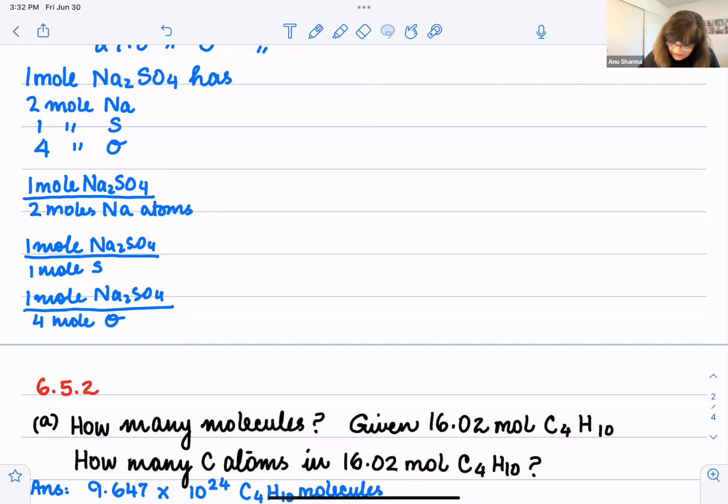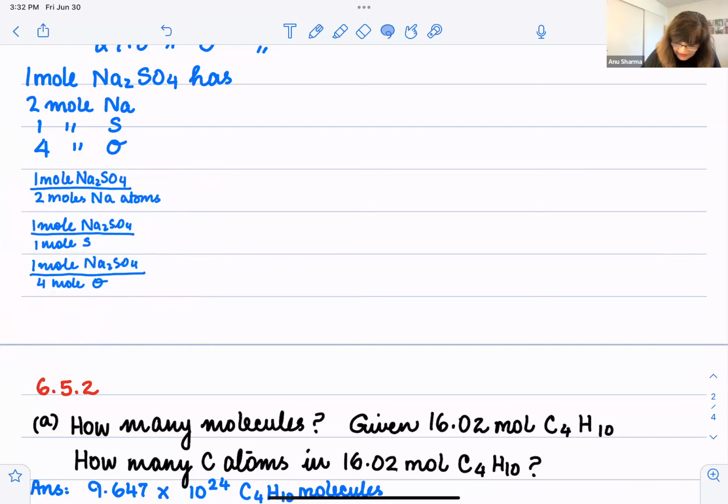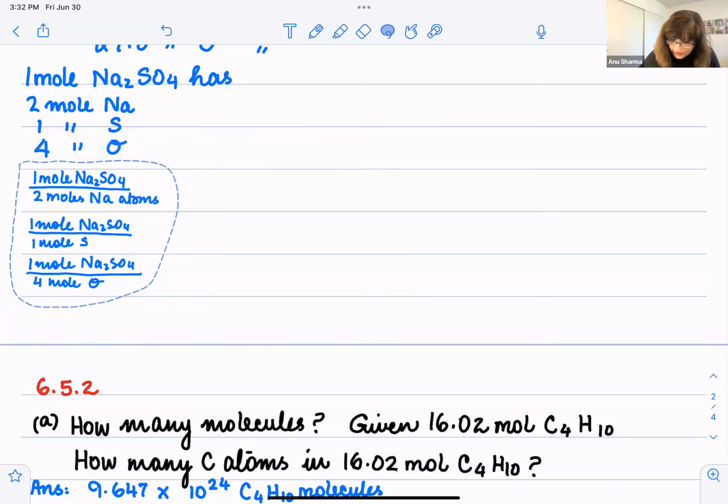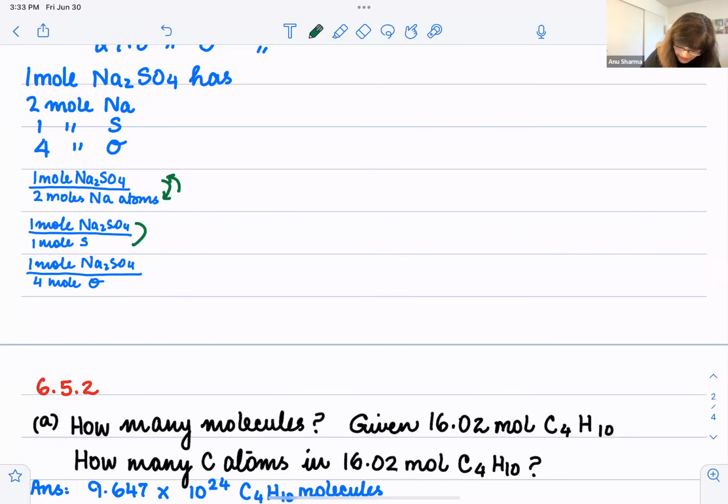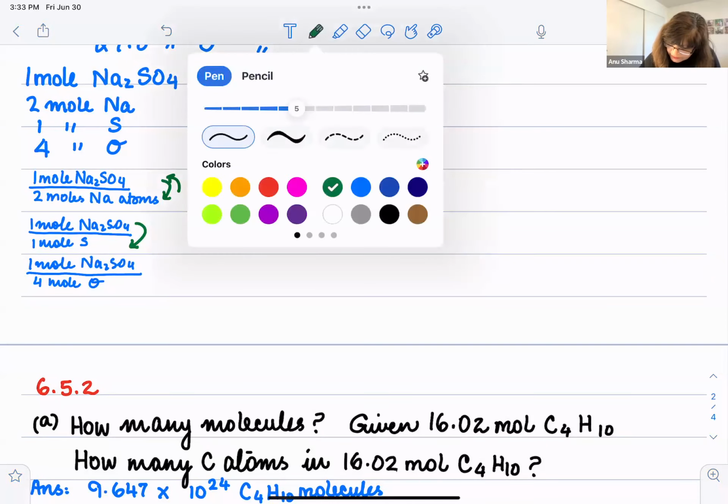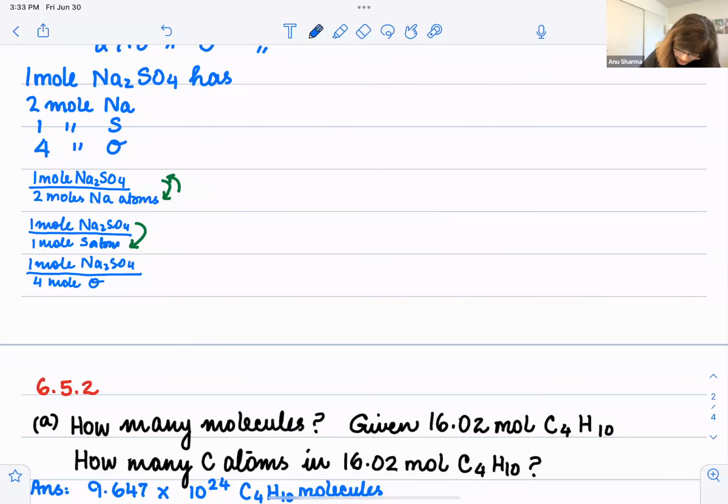Now let me just make this small. We can also flip these, depending on what we need. This number can come here and this can come here. Sorry, I forgot to put atoms. So these conversion factors can be flipped.